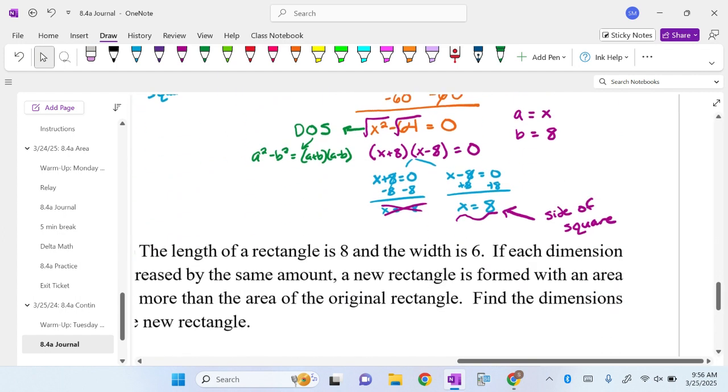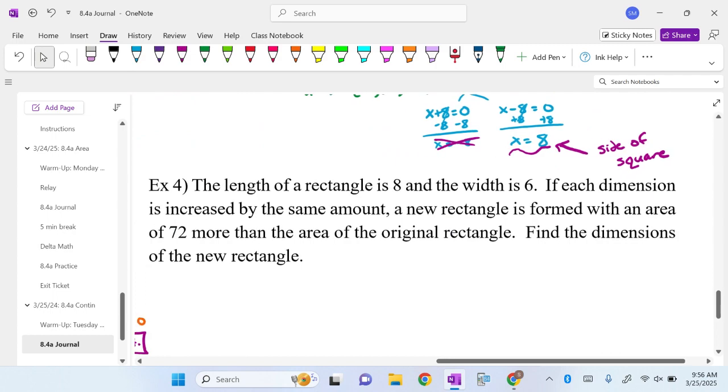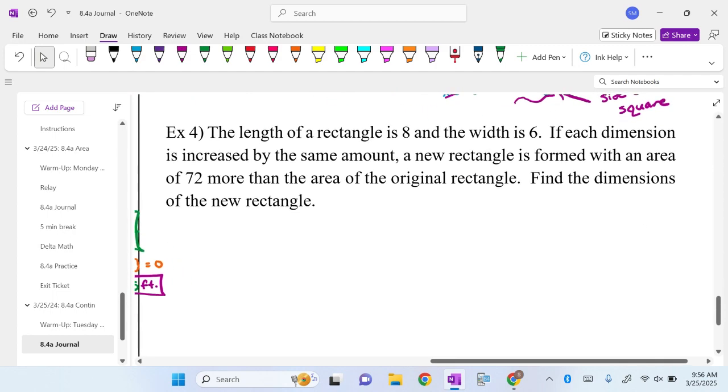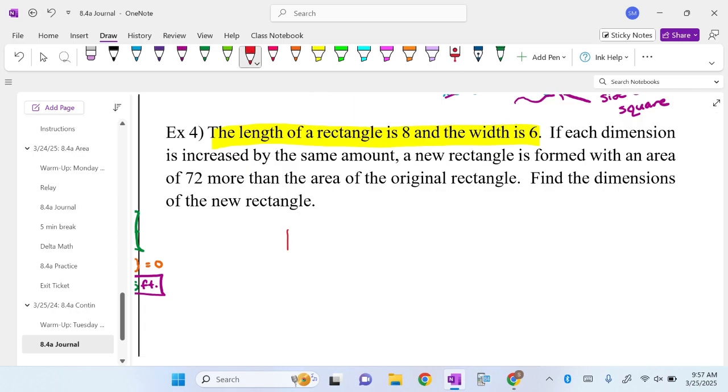All right, last example we're going to do. Let's read the problem together. The length of a rectangle is 8 and the width is 6. So they already told us the exact dimensions of this rectangle. If we have a rectangle, length is equal to 8, width is equal to 6, what would the area be?